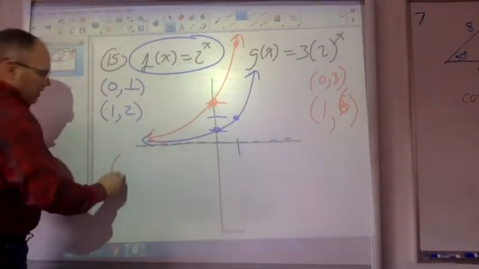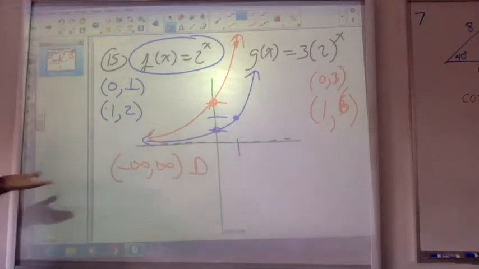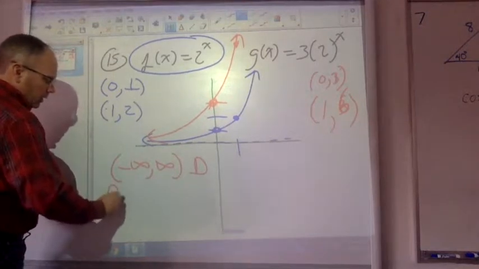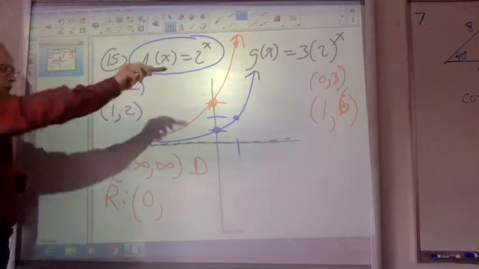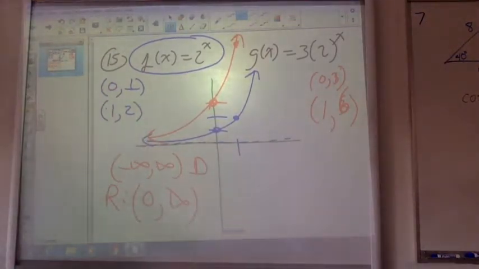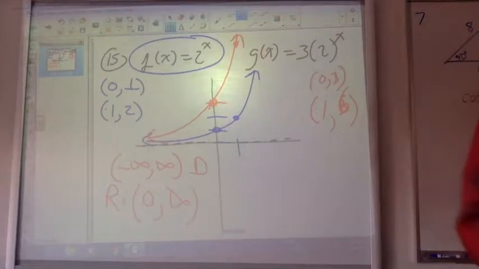So they both have a negative to positive infinity domain. All of them do. And then the range, as I go to the left, they are both approaching 0. As I go to the right, they're both approaching infinity in the y direction. So they have the exact same domain and range. Which one? B, 11 and 12? Brandon, 11 and 12? Yeah, please.